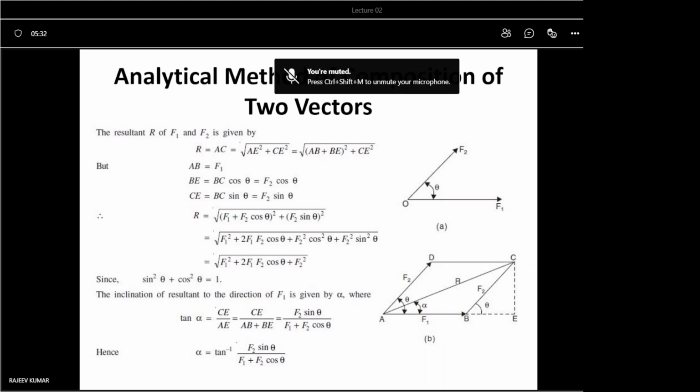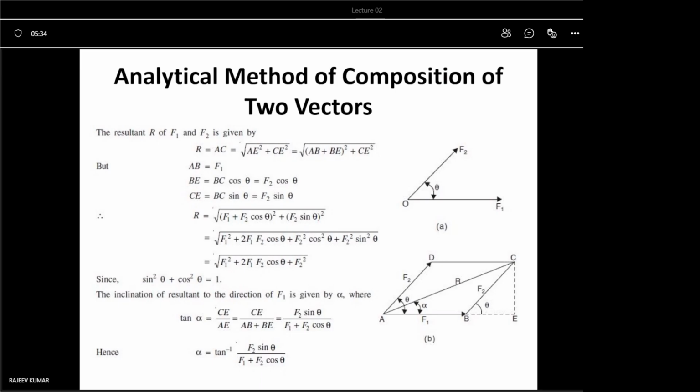AE is a combination of AB, which is force F1, plus B, which is F2 cos theta. So you put it and square it, and you will get the final resultant. R is equal to square root of F1 squared plus F2 squared plus 2 F1 F2 cos theta. And this way you can calculate the inclination of the resultant, which is alpha. So tan alpha is equal to CE by AE. You can calculate this way also.